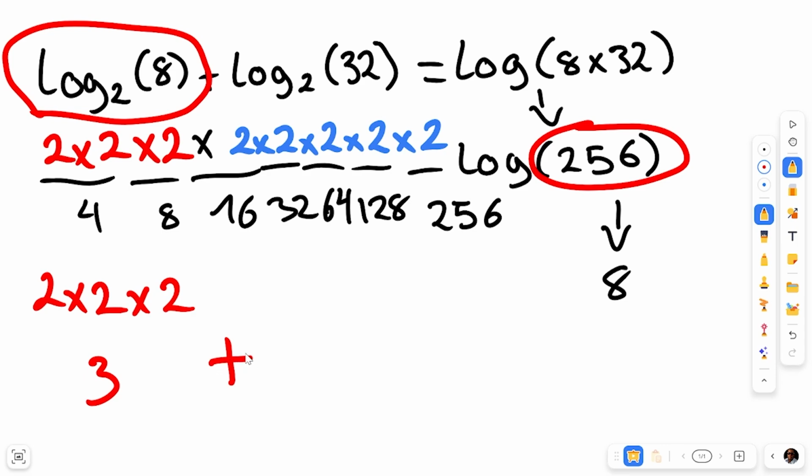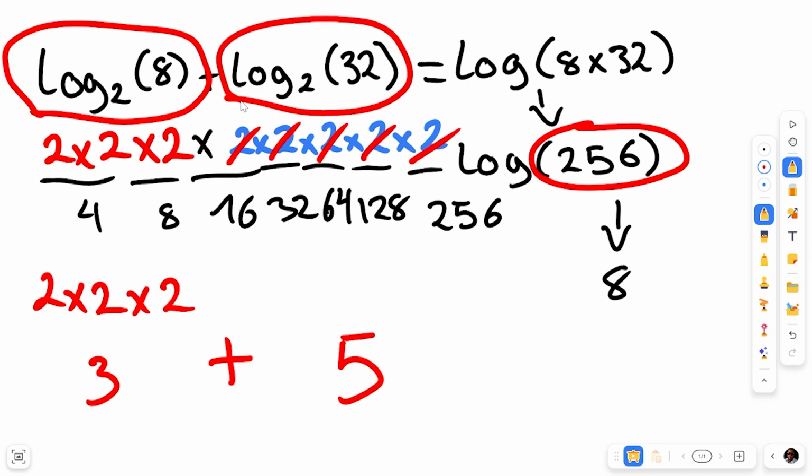Plus, because we're doing log A plus log B, the log of 32 is 1, 2, 3, 4, 5. This is 5. This here, log base 2 of 32 is 5. So this altogether is 8, which is the same thing as the value that we had by counting altogether how many times we multiply the base to get 256.